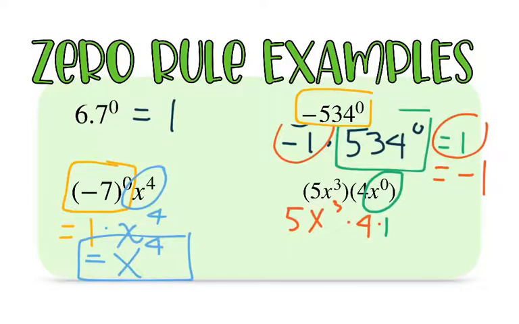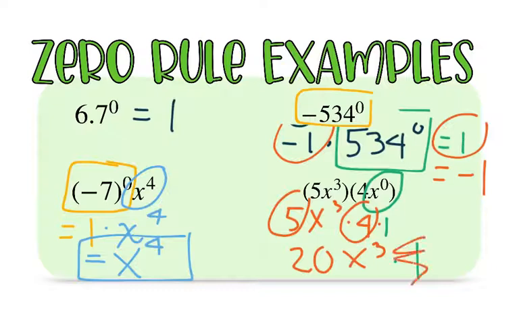Okay, and let's put together what we can. Let's combine any like terms we can. We can multiply 5 times 4. I know that equals 20. So now I have 20x cubed times 1. And anything times 1 is just itself. So really, there was no point in me writing that times 1. I could have just ended the problem right here. So 20x cubed is my final answer.